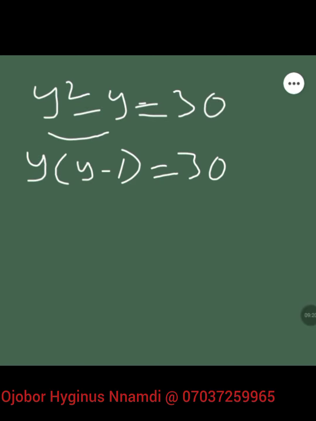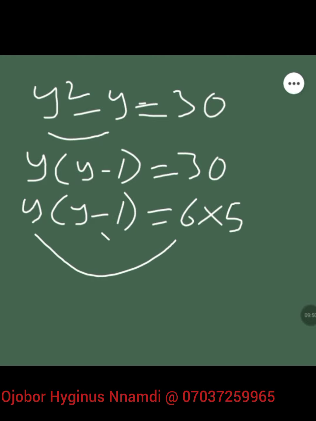Because if y is 5, 5 minus 1 will be 4. So we are going to split 30 into two factors whose difference is 1. So we have y times (y minus 1) equals two numbers whose product is 30 and whose difference is 1, which will be 6 and 5. So 6 times 5 is 30. So we can see that y is 6 and y minus 1 is 5.